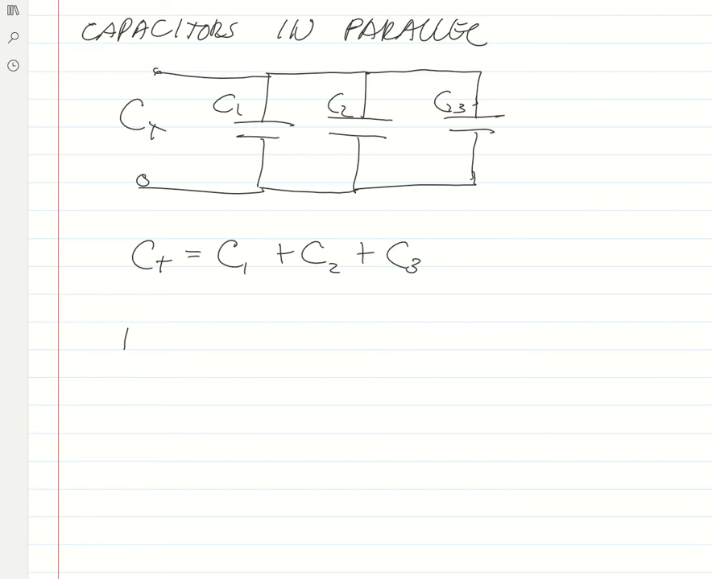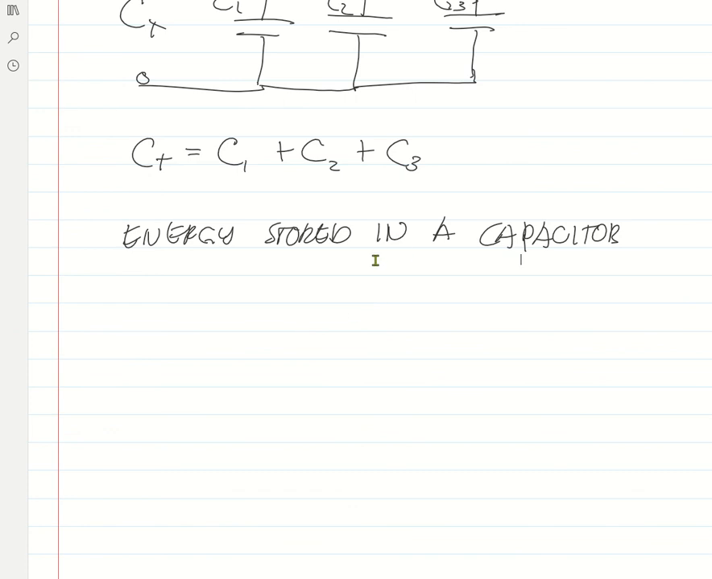So, energy stored in a capacitor. Unlike the resistor, a capacitor does not store energy. A resistor dissipates or consumes energy. It transforms that energy into another form. Maybe it transforms it to heat energy. But a capacitor does not consume energy. Ideal capacitors do not consume energy.